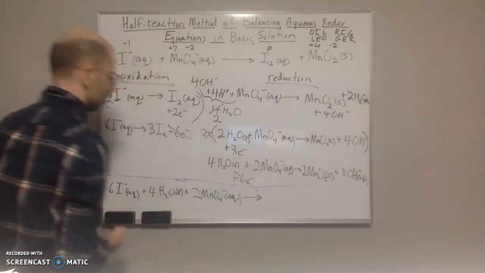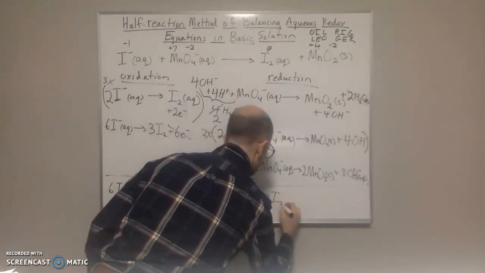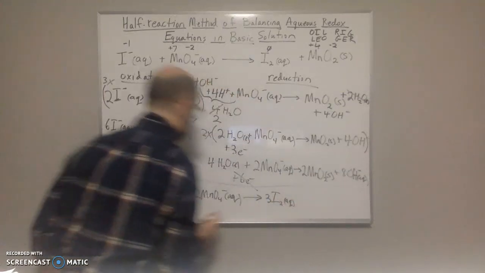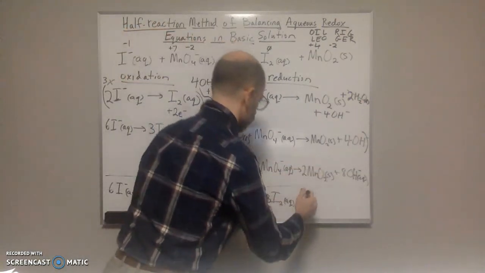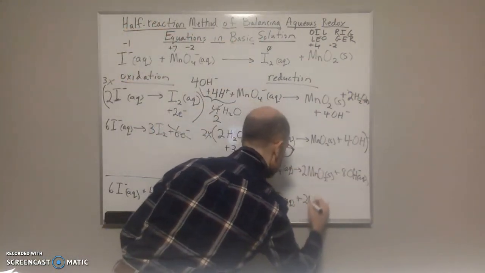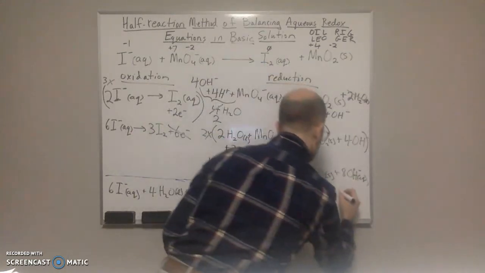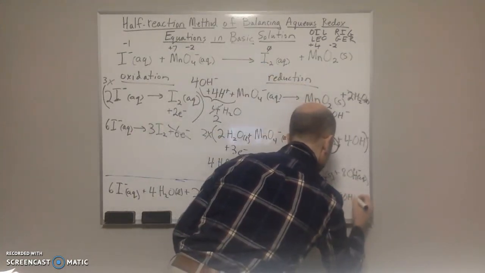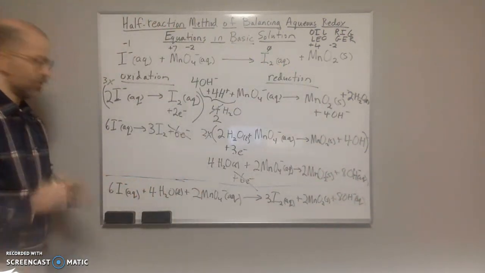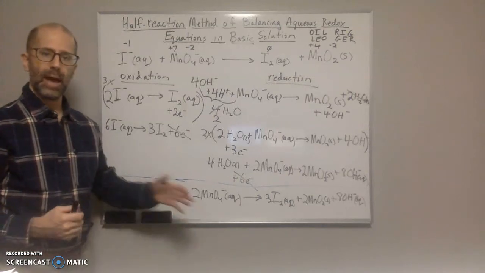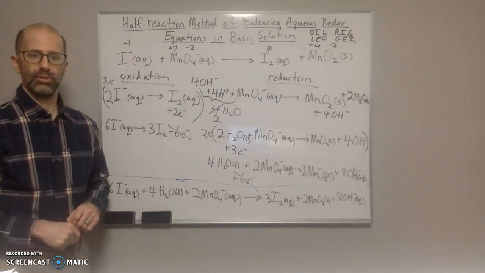All I have left are products. So then I have here the product, 3 I2 aqueous. So I'm done with the products here. Now the products over here. So 2 MnO2 solid plus 8 OH minus aqueous. So this is your balanced equation, your balanced redox reaction in basic solution.